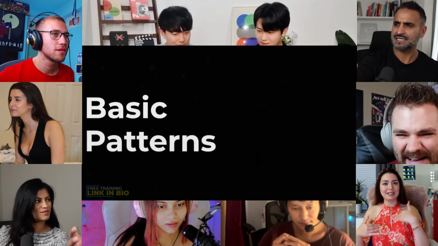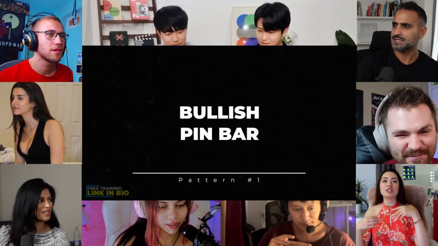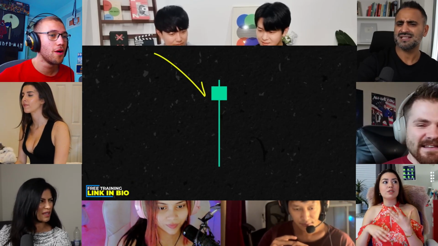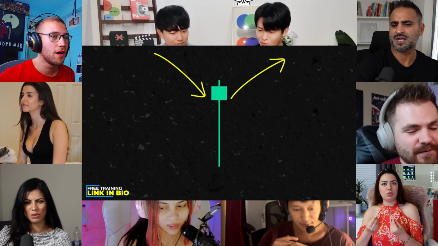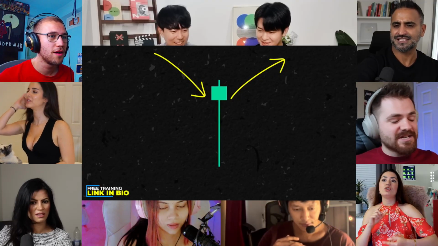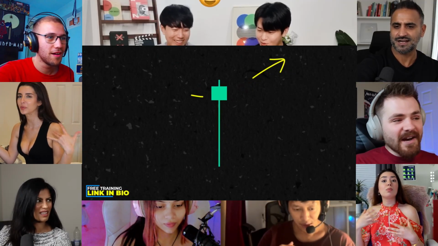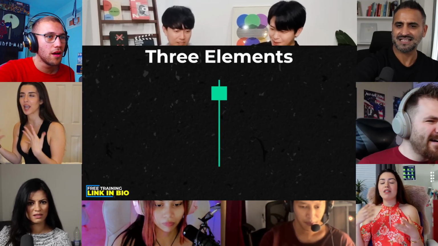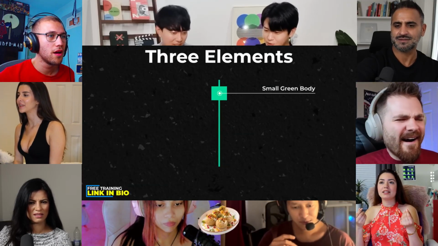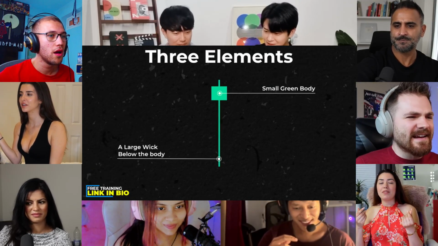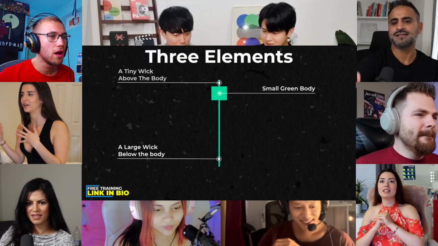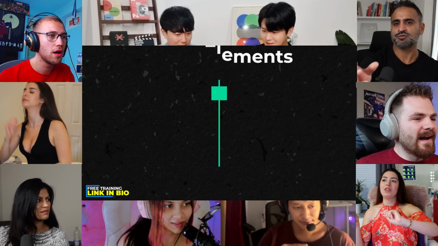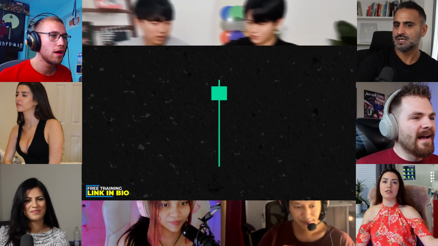Basic patterns. Pattern number 1. Bullish pin bar. A bullish pin bar is a strong reversal candlestick pattern. It indicates a potential reversal to the upside. A bullish pin bar consists of 3 elements: a small green body, a large wick below the body, and a tiny or no wick above the body. Let's understand the psychology behind this pattern.